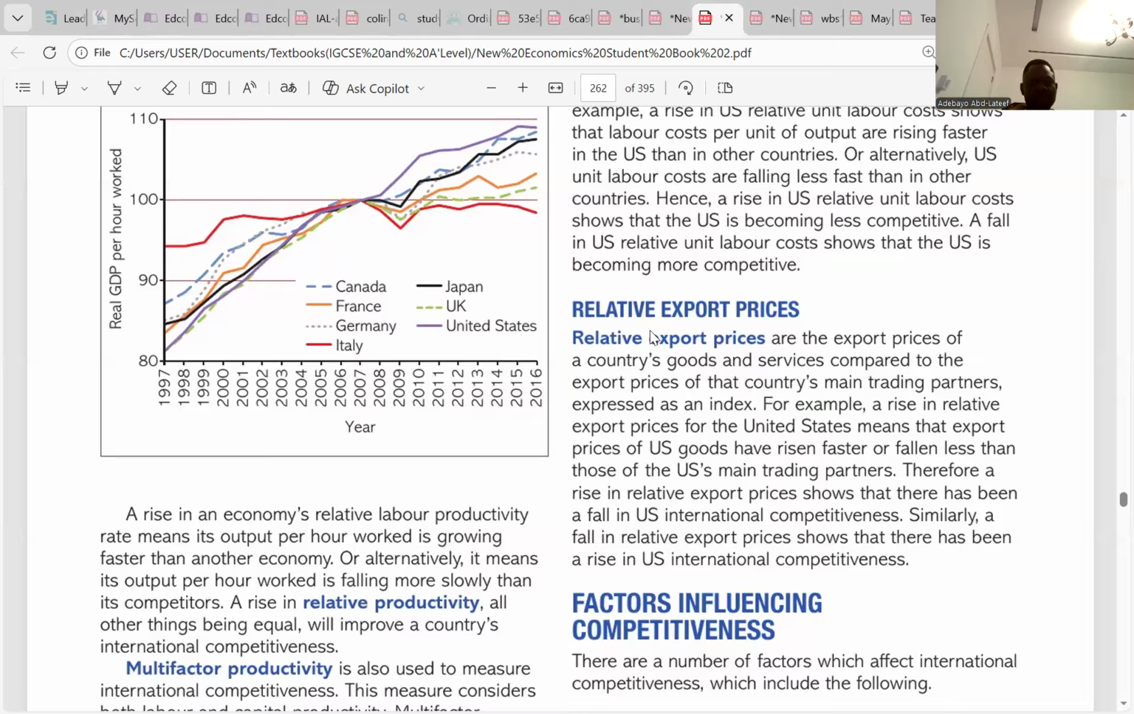Do you understand relative export prices here? Good. So that's about relative export prices. Then we'll go to factors influencing competitiveness. And remember, when we talk about export, we're simply talking about selling to foreign customers, right? Good.